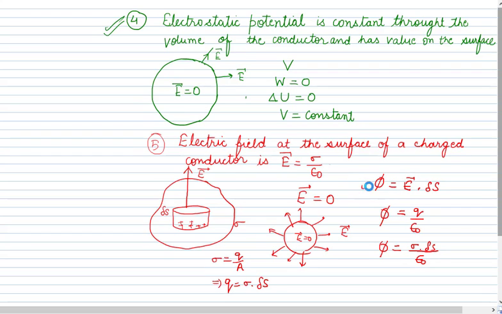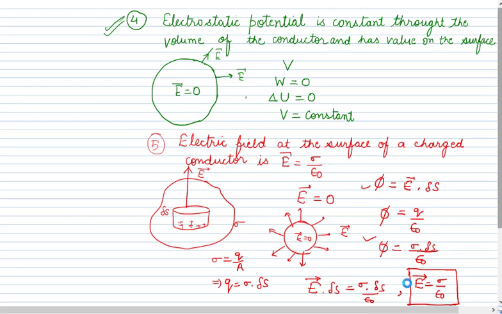And if we compare this phi with this phi, then we get the value of E. E dot delta S is equal to sigma delta S upon epsilon naught. So comparing both sides, delta S is the same. So we simply get that the electric field E is equal to sigma upon epsilon naught at the surface. So instead of a discrete charge, if we have a continuous charge distribution where sigma is the surface charge density, then E is equal to sigma upon epsilon naught. That is a very, very important relation. For a conductor we always use this.